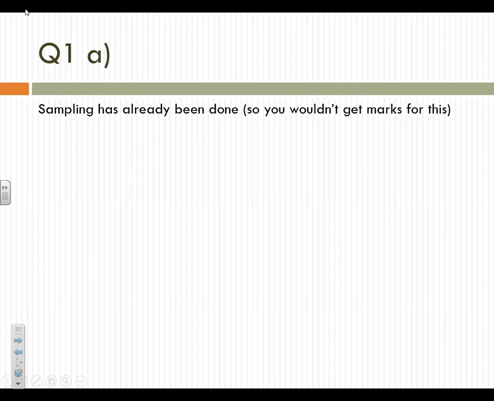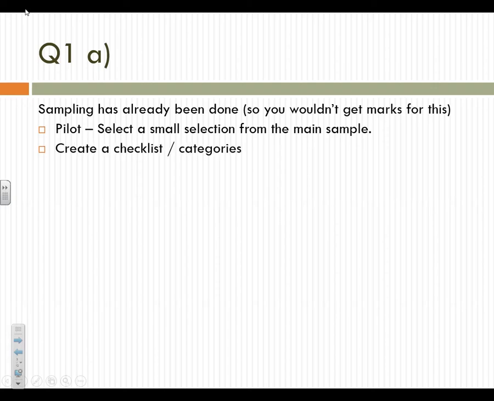So normally, first of all, you talk about your sampling. That's already been done. They've got the diary. The next thing you talk about is a pilot, so you can give yourselves a mark if you mention that, and explain what it is. So select a small selection from the main sample and create a checklist or categories. And then you need some examples of behaviours. So aggression, crying. Please make sure that they are operationalised and measurable. Being angry is too vague.